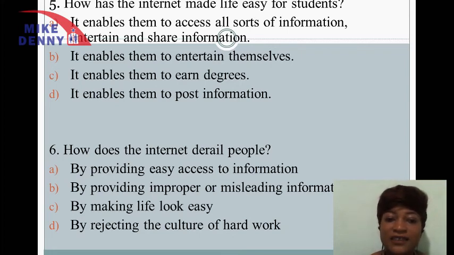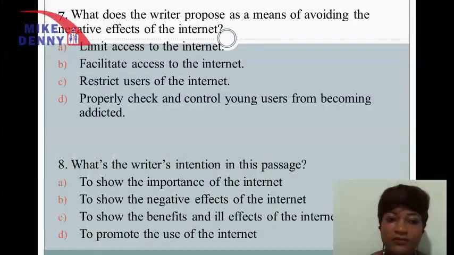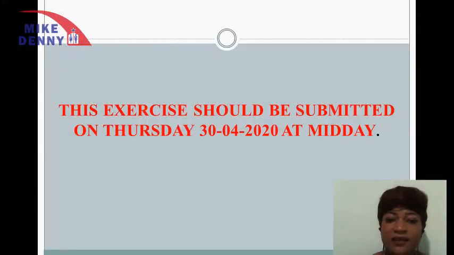How does the internet derail people? What does the writer propose as a means of avoiding the negative effects of the internet? What's the writer's intention in the passage? Why has the writer written? What is the writer trying to show? What point is he trying to make? Okay? So this exercise should be submitted on Thursday, the 30th of April 2020 at midday.